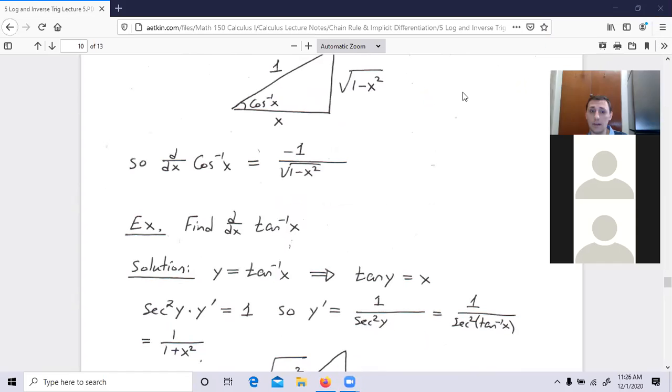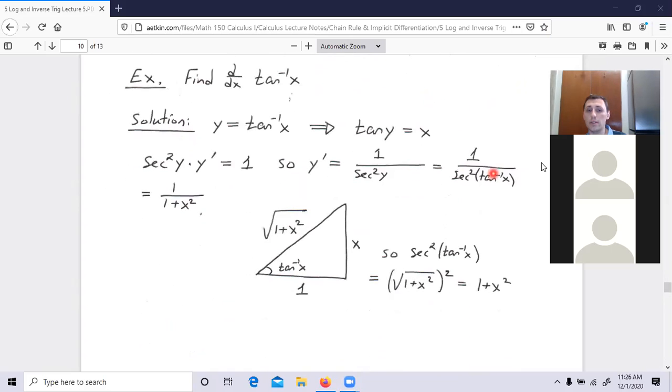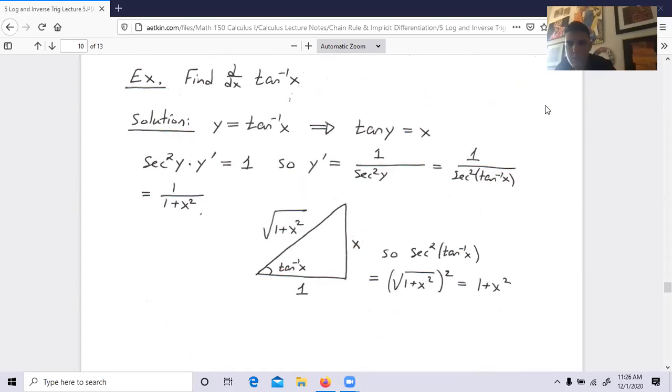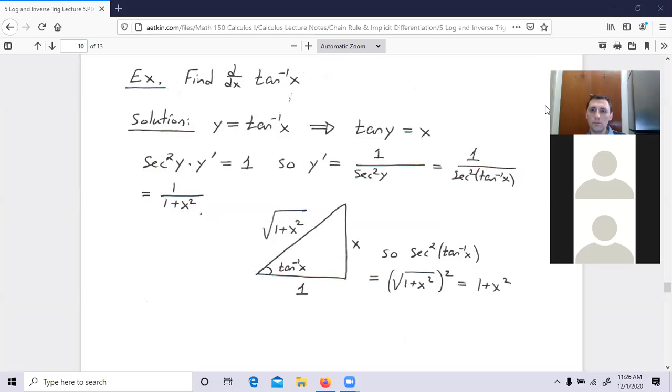To simplify tangent inverse x, you draw yourself this triangle. Tangent inverse, then you put opposite is x, adjacent is 1. Confirm that you understand why you do that. Why do you put opposite x and adjacent 1? In the text, do you understand? Say yes if you do. Tangent inverse, what it means, apply tangent to it and you get x.